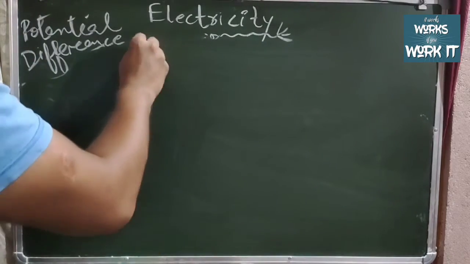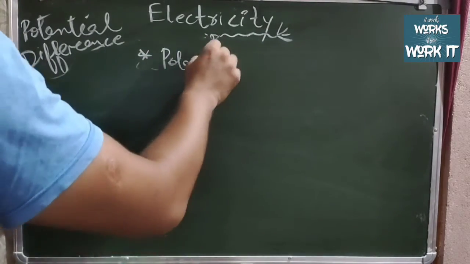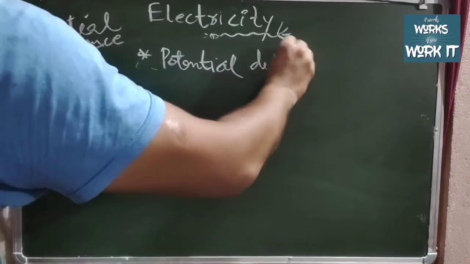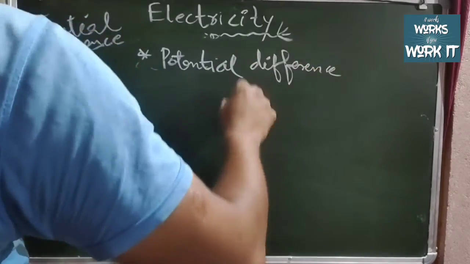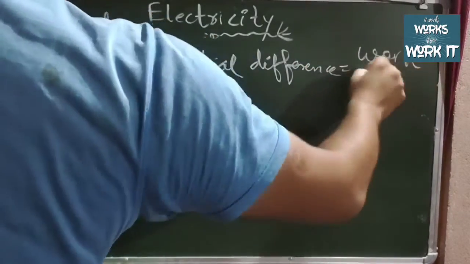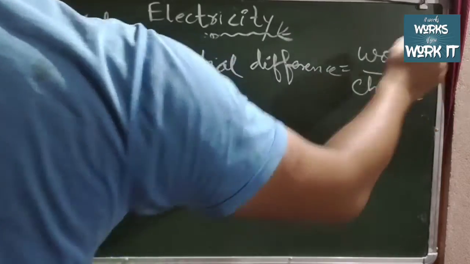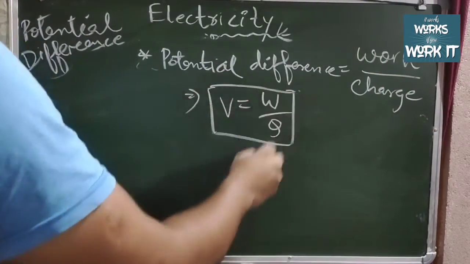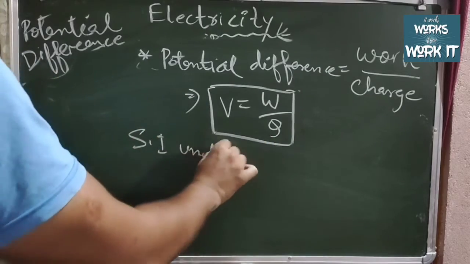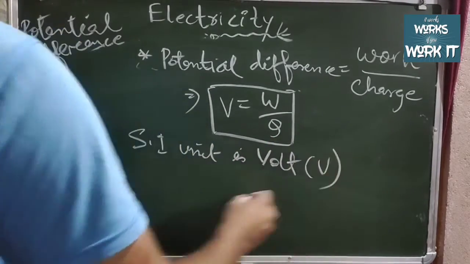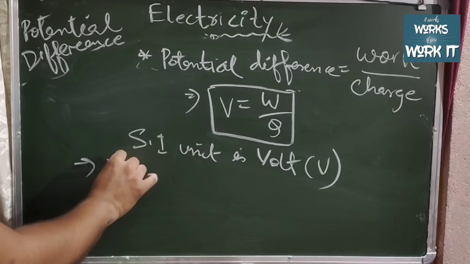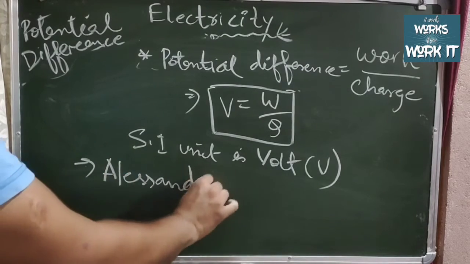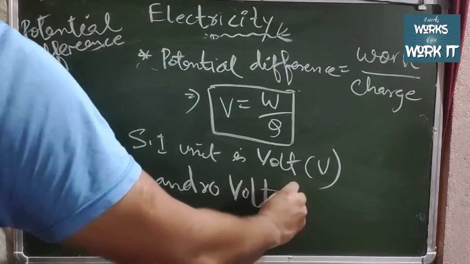Now we will have one formula for the potential difference, and that is, by the definition, work upon charge. If potential difference is written as V and work as W, then V is equal to W by Q. The SI unit of potential difference is volt. It was named after the scientist Alessandro Volta.